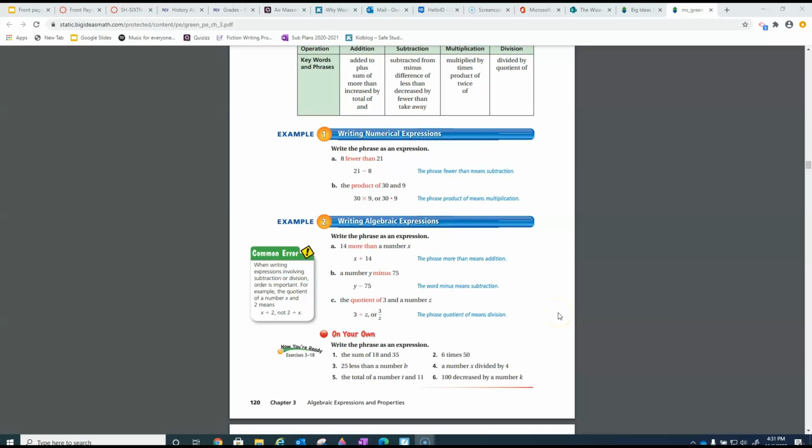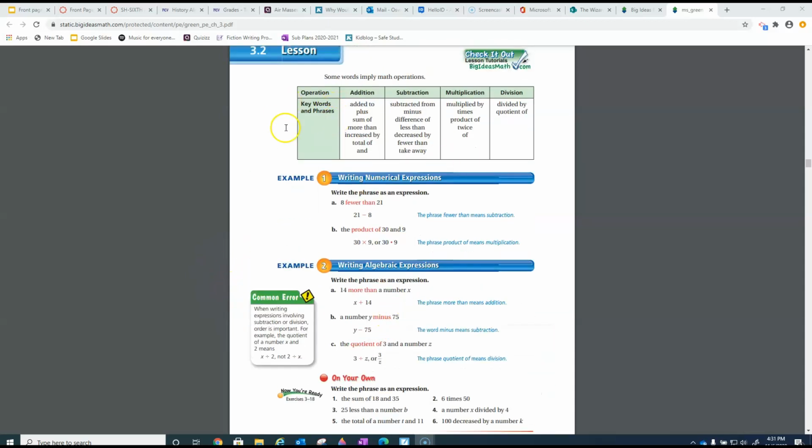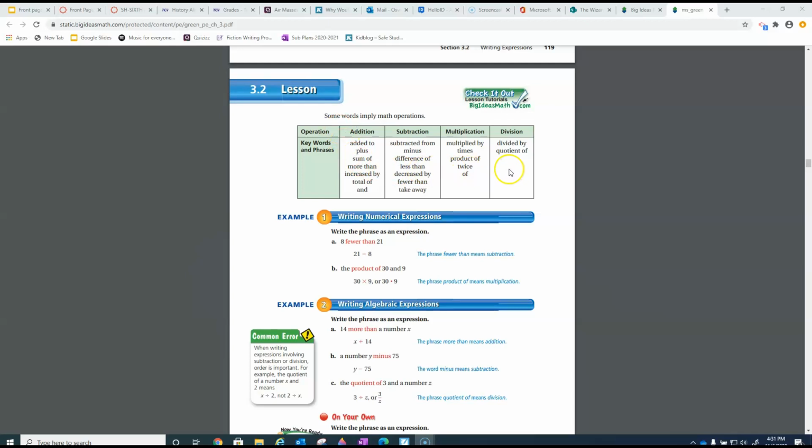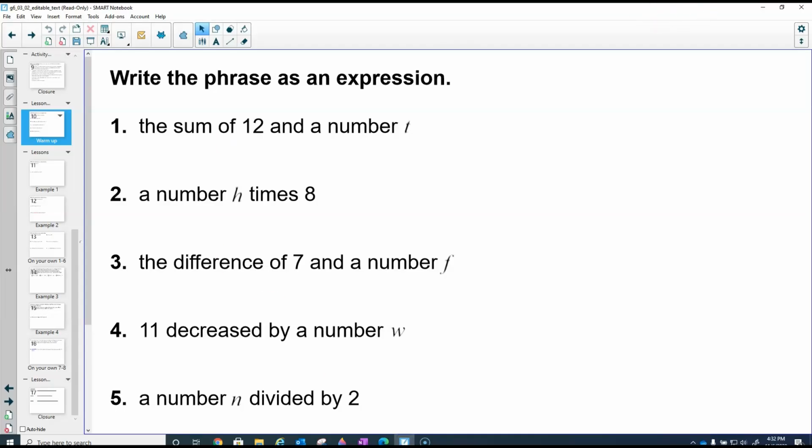It's a digital version of your textbook, but on page 120, chapter 3, you will see at the top a whole bunch of keywords and phrases that will help you understand if you are supposed to add, subtract, multiply, or divide. I suggest you look that over and memorize those different keywords and phrases. So now I'm going to show you some examples.